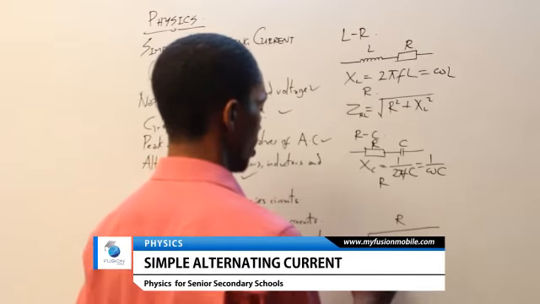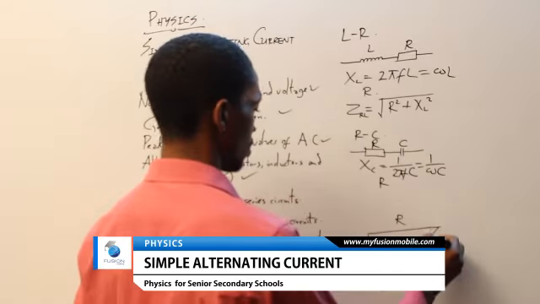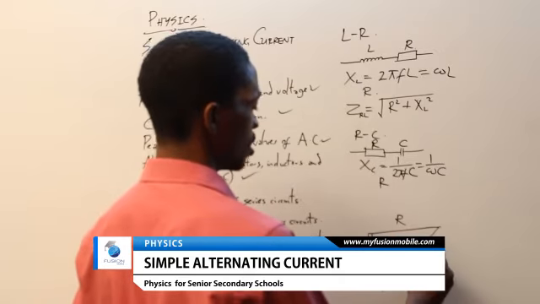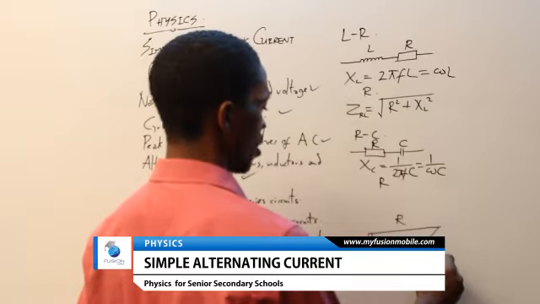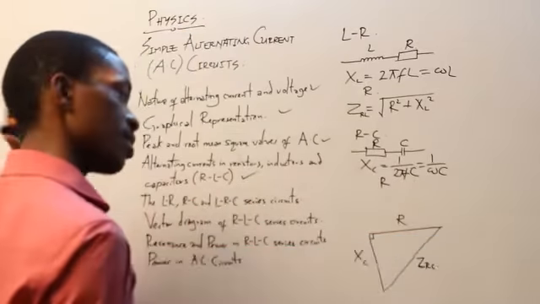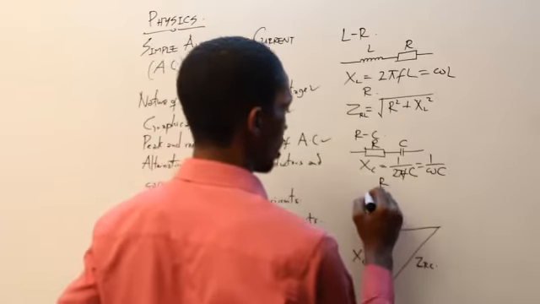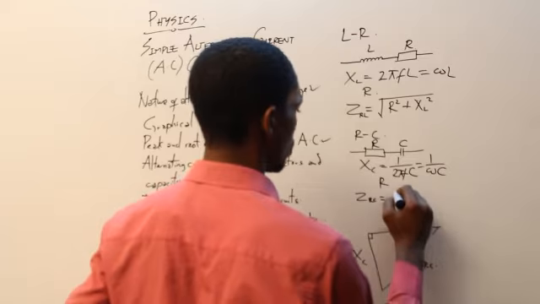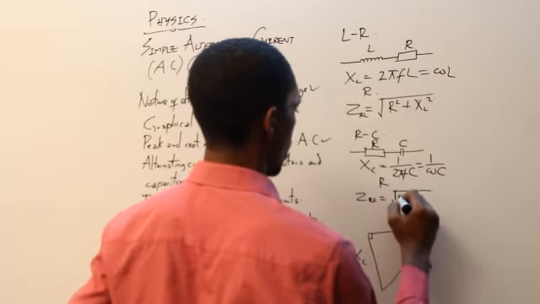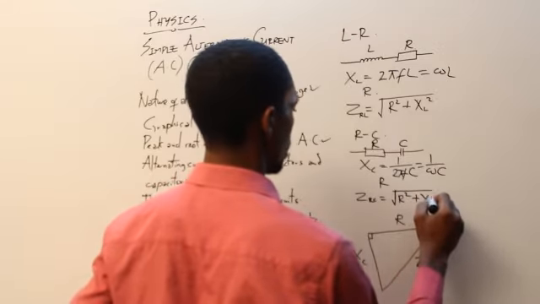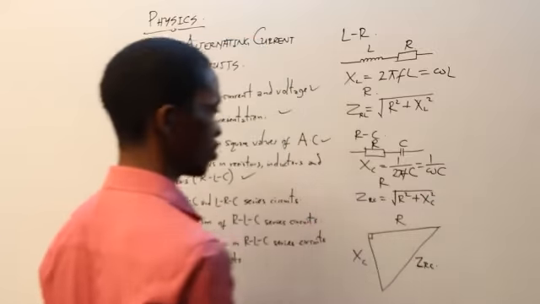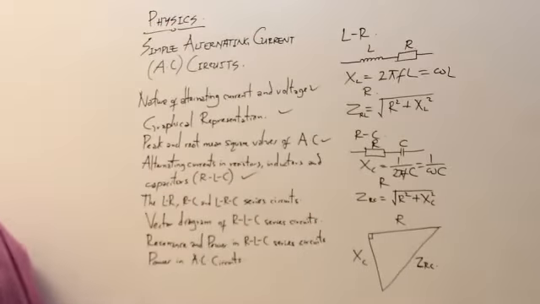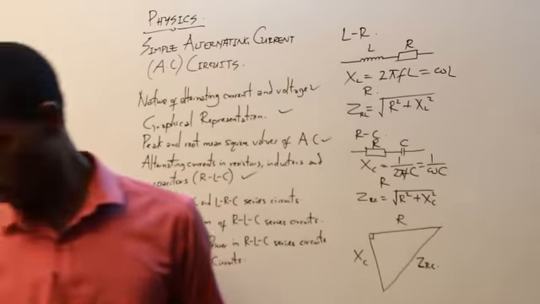So these are the characteristics, and there is 90 degrees between them. So this is our ZRC. Thus, our ZRC can be given as ZRC equals the square root of R squared plus XC squared. So you can note that.